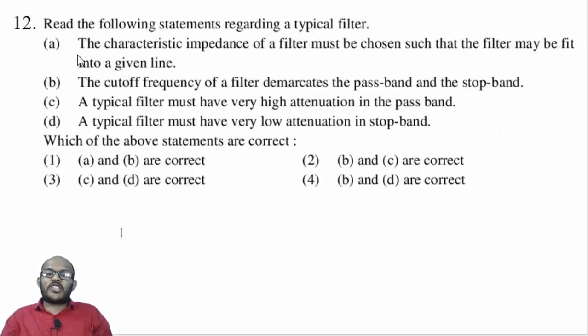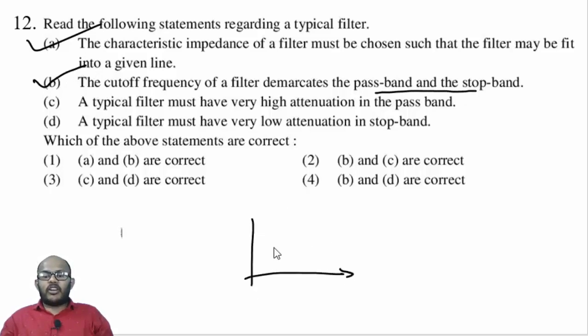Moving on to 12th question, what they are given is, read the following statements regarding a typical filter. The characteristic impedance of a filter must be chosen such that the filter may fit into a given line. This statement is correct. Second statement what they are making is, the cutoff frequency of a filter demarcates the pass band and the stop band. Yes, this statement is also correct.